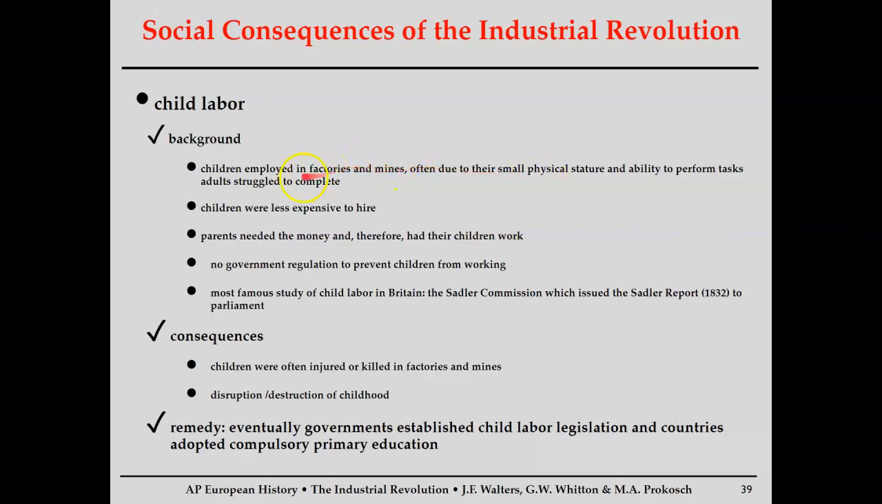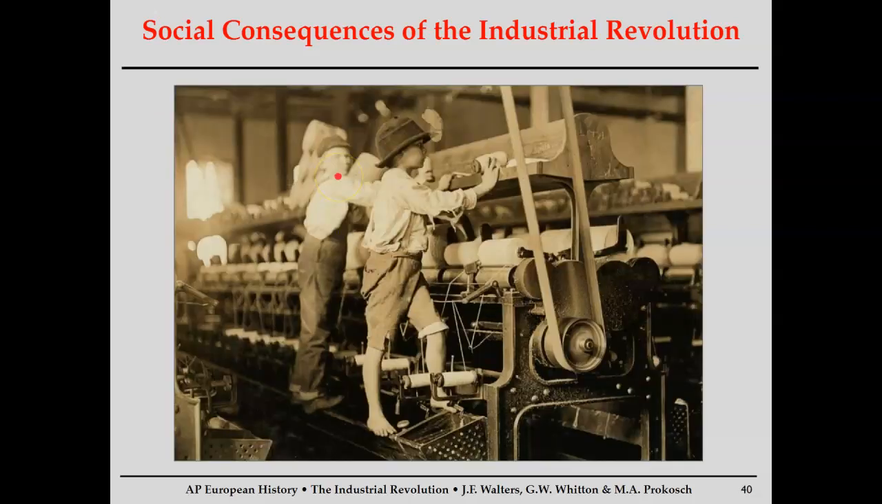So think about the factories and, of course, the place where you get coal from, which are mines. Those operations often require small people. Children are physically smaller than adults. So think of factories. I'm actually going to skip this photograph right here.